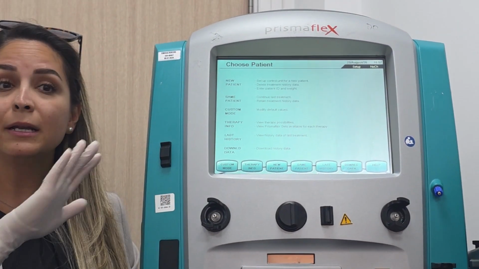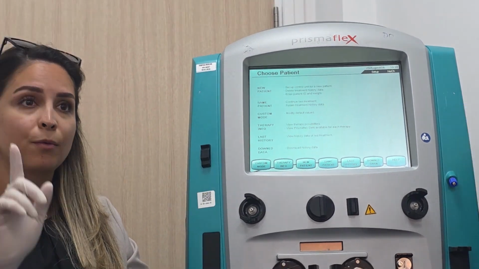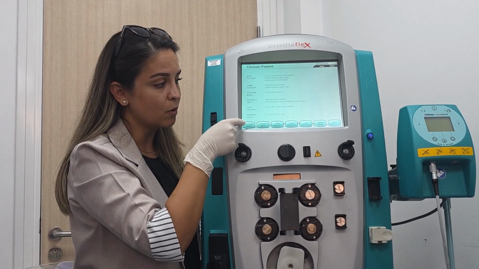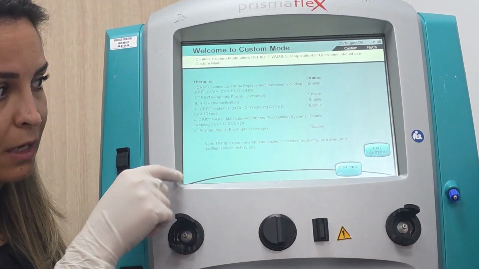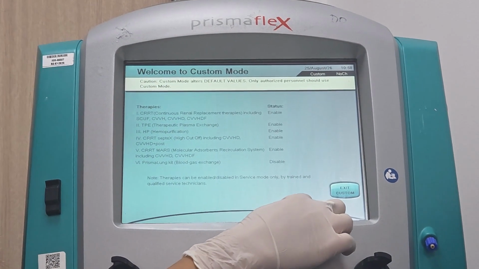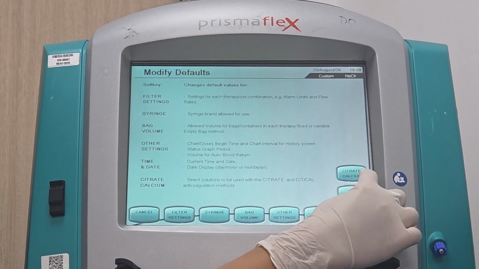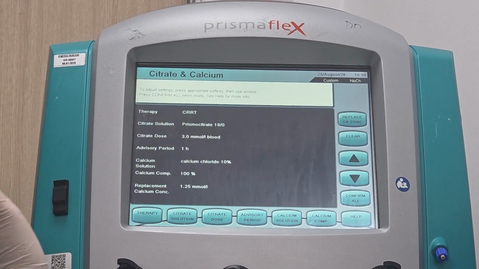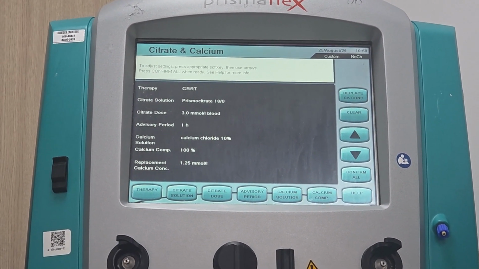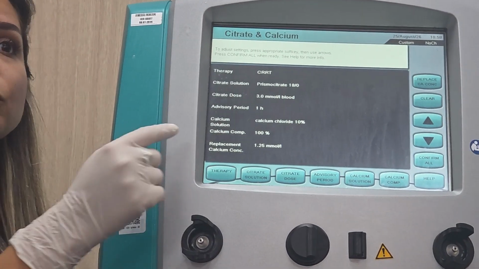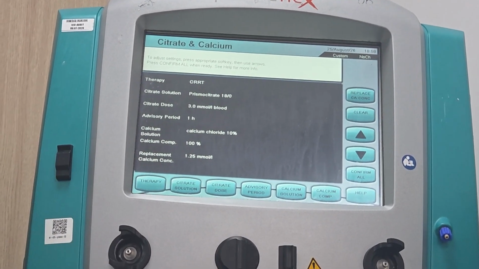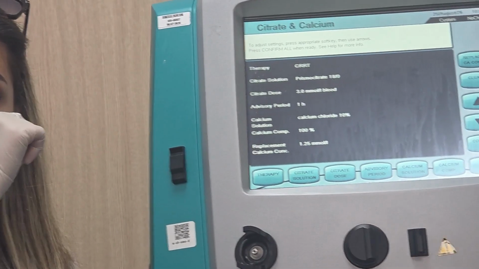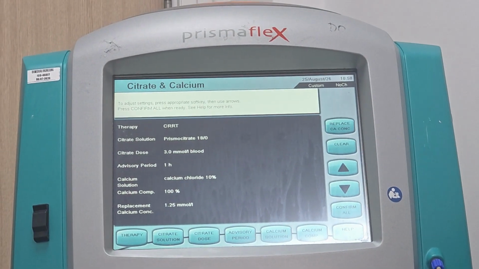Okay? I will check on all machines, but I need it from your side before you prepare citrate. Just press custom mode, press continue, go to citrate calcium. Okay? This is just for checking. You didn't start the session. I need you to see these parameters, so please take a photo of it and check all machines. I will just share so no stress for you guys.